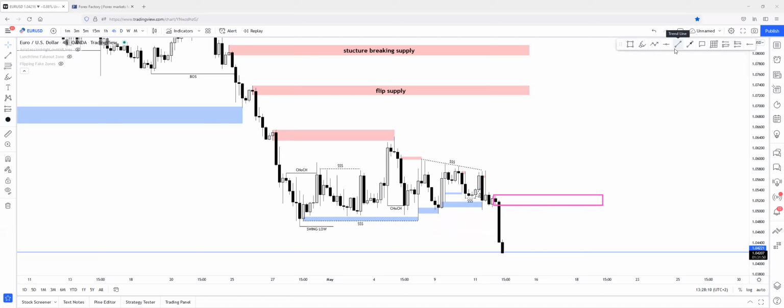What else can we see? What can we expect? Probably a reversal to the upside to take out this liquidity. That could be a good scenario. Exactly. And why can we actually expect this? Because right now supply is in control and we can see that this hasn't been broken yet. Demand has been broken, so supply is still in control.